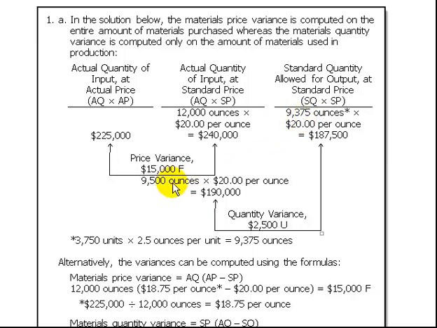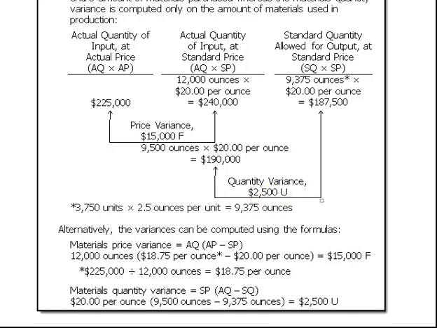We multiply both times $20, so we're comparing 190,000 in this middle column, which represents actual quantity at the standard price, versus the standard quantity at the standard price. And when we compare the 190 to the 187, since the 190 is higher than the 187, the difference represents an unfavorable quantity variance.